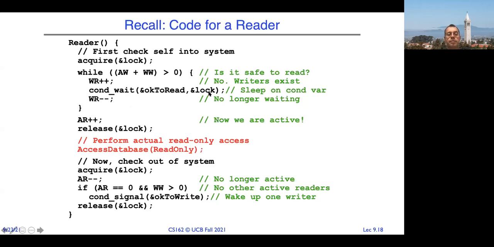Now, why am I doing this? I am waiting for active writers, which is normal, right? I cannot read while someone is writing. But why am I also waiting for waiting writers? Because this means that I'm going to wait for other writers to write before me, before I can read. Why is that? Why do you think that is?